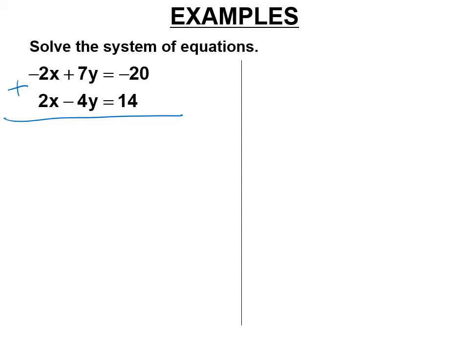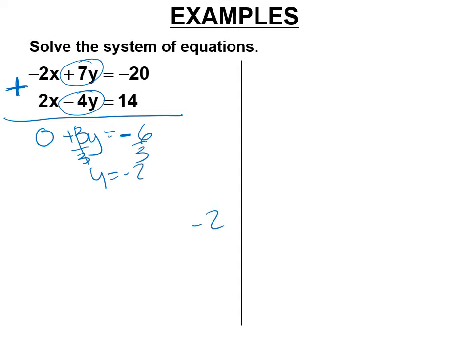Both work. Negative 2x plus 2x is 0. 7y plus negative 4y is positive 3y, right? That minus goes with that. That plus goes with that. Negative 20 plus 14. Please always write this nice and big. You'll see why in a second. Equals negative 6. Divide both sides by 3. Y is negative 2. So now we have the y coordinate, right?